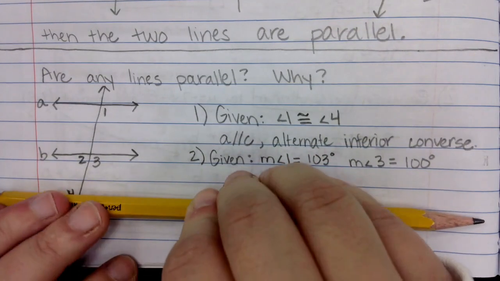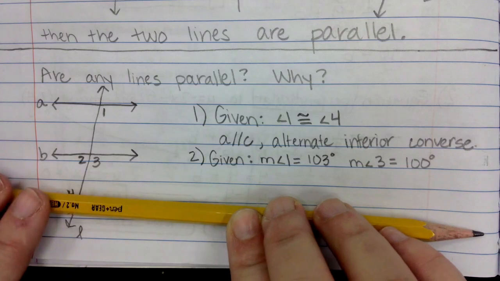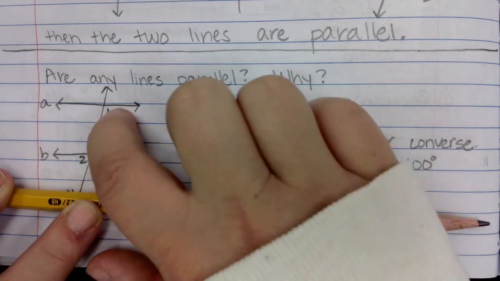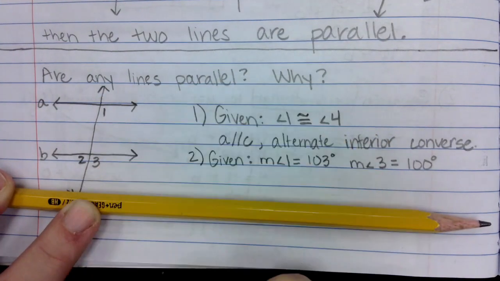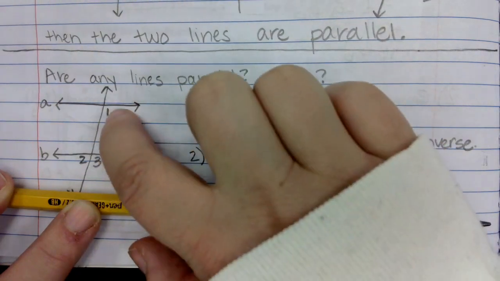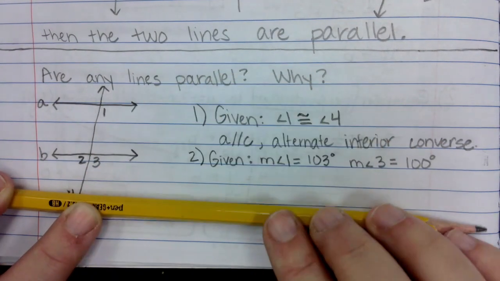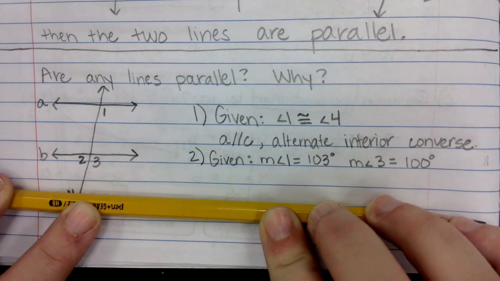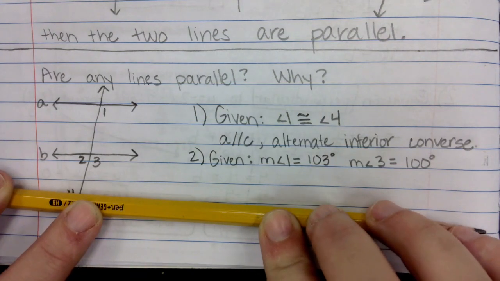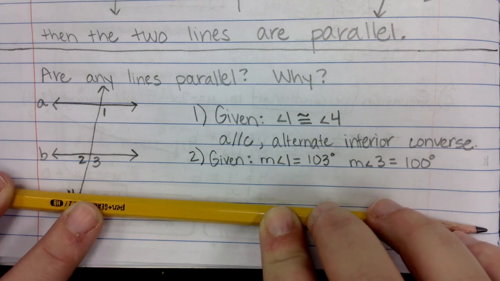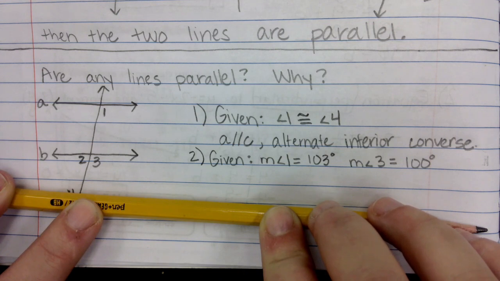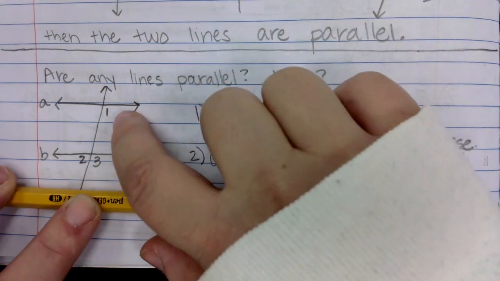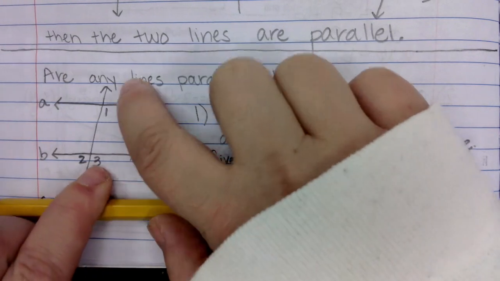According to our corresponding postulate, converse, our corresponding angles have to be congruent. So our angle 1 and 3, are they congruent? No. How do you know they're not congruent? Yeah, angle 1 is 103. What's angle 3? 100. Are they the same? Nope, so they're not congruent.